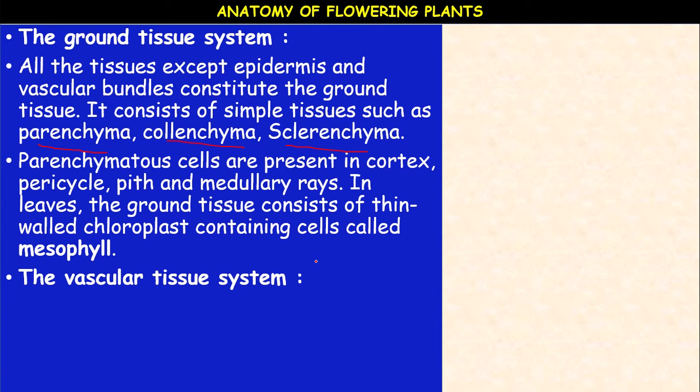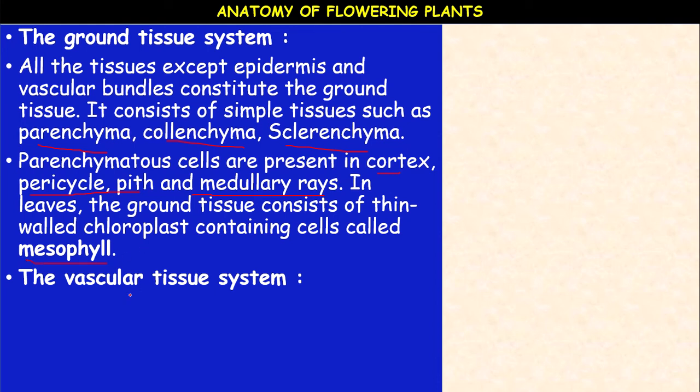So, as I told you, it is derived partly from the periblem and partly from plerome. It is of two types, extrastelar and intrastelar. Extrastelar is called cortex, and intrastelar includes the pericycle, the pith and medullary rays. This is the intrastelar part. So, in leaves it consists of chloroplast containing cells and is called mesophyll tissue.